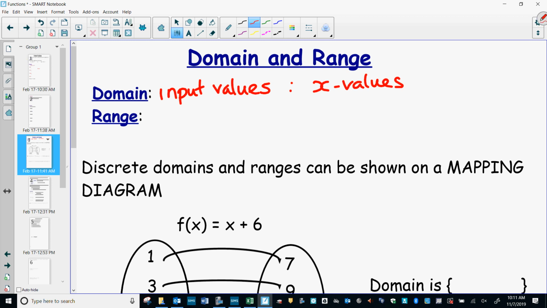So if the domain is our input values, or our x values, what do we think the range might be? Output values or the y values, yeah? Okay, so domain, range. X and Y are alphabetical, so are domain and range. So the domain comes first, that's your x values. Your output are your y.